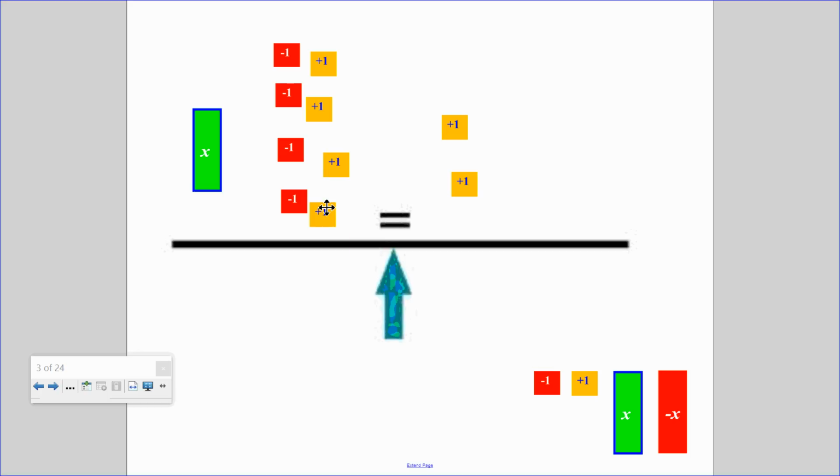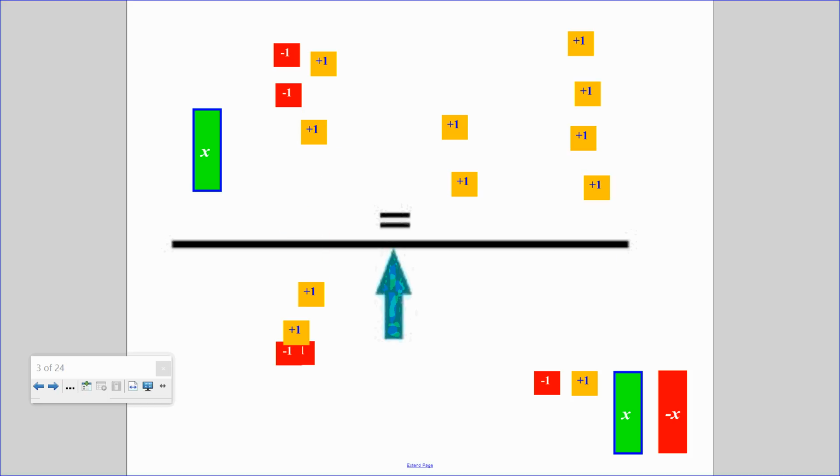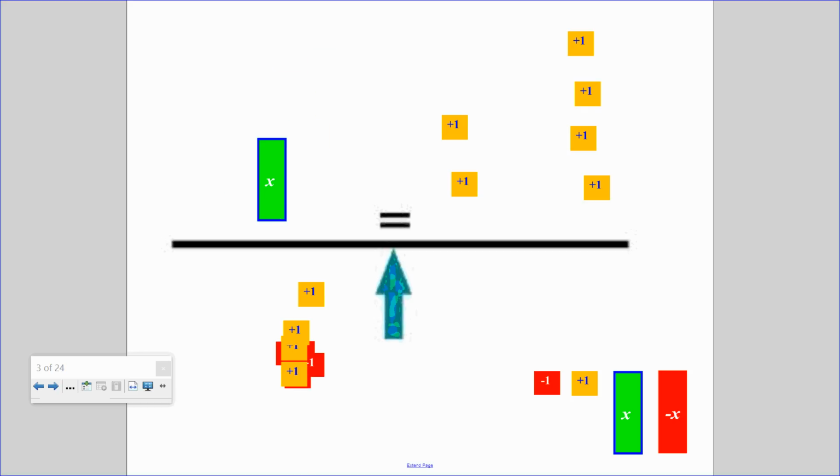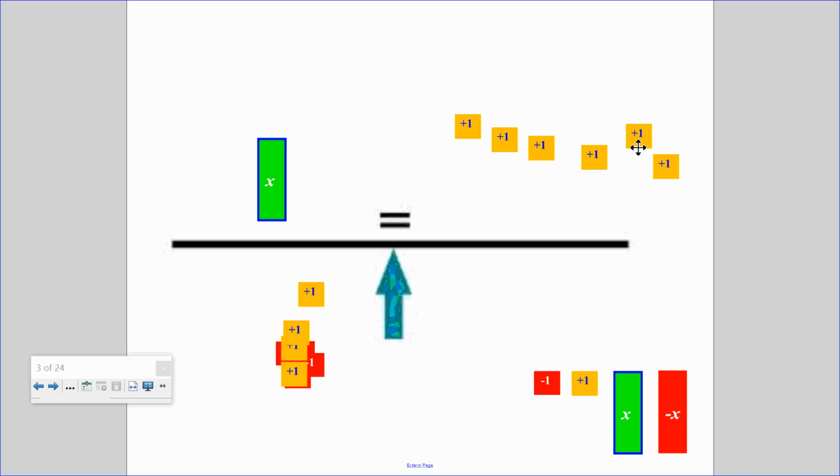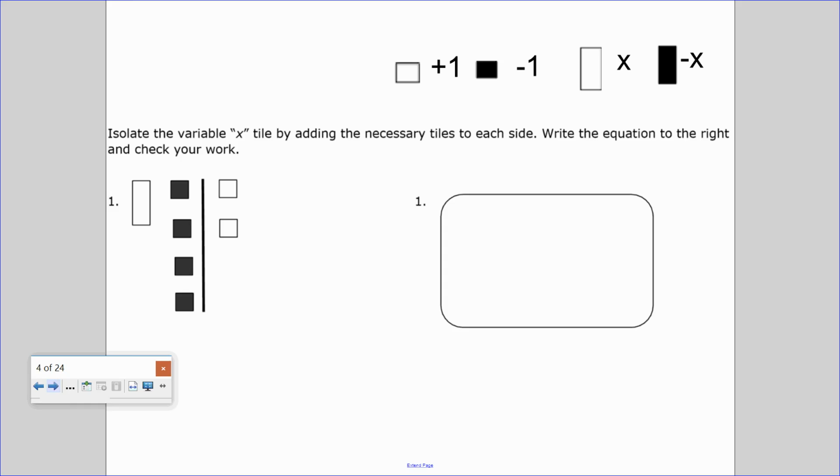But because I added 4 to the left side of the equation, is it balanced now? No. I need to balance it, so I need to add 4 to the right-hand side of the equation. These cancel, these cancel, these cancel, these cancel. So x is equal to 1, 2, 3, 4, 5, and 6. So we just did this example.